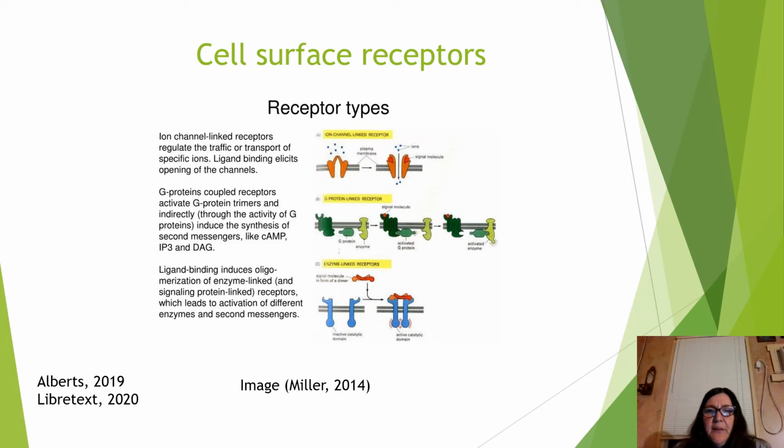So cell surface receptors, there are 3 cell surface receptors. There is ion channel coupled receptors. This is where they allow for the passage of ions such as sodium or potassium, calcium, chloride, those type of ions. They allow passage through the membrane. The ion channel's main function is to regulate cellular excitability.